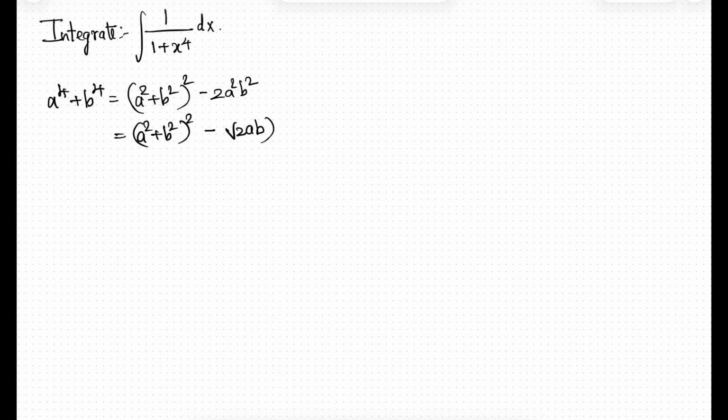Alright. So before jumping into the problem, you know very well that the problem is not in its integral form. So it is our duty to factorize the problem. So what I am going to do is, I am going to write a to the power 4 plus b to the power 4's expansion. So this one can be written as a square plus b square the whole square minus 2a square b square. Alright. We can write this as a square plus b square the whole square minus root 2 ab the whole square. Alright. So now we can write it in terms of a plus b into a minus b.